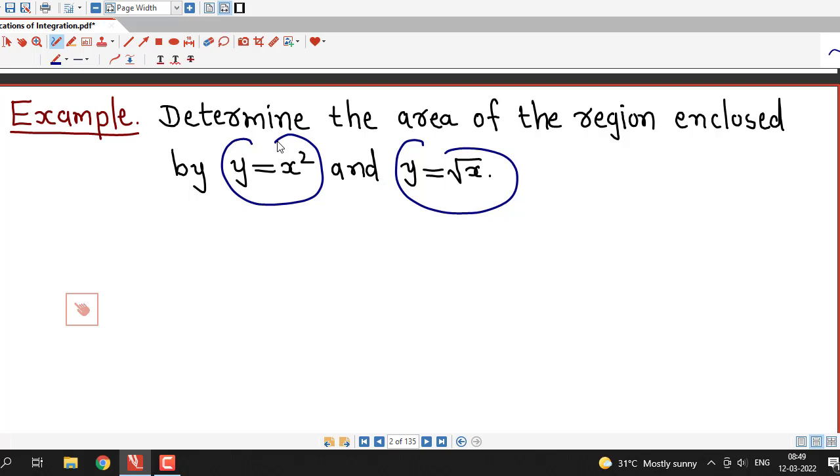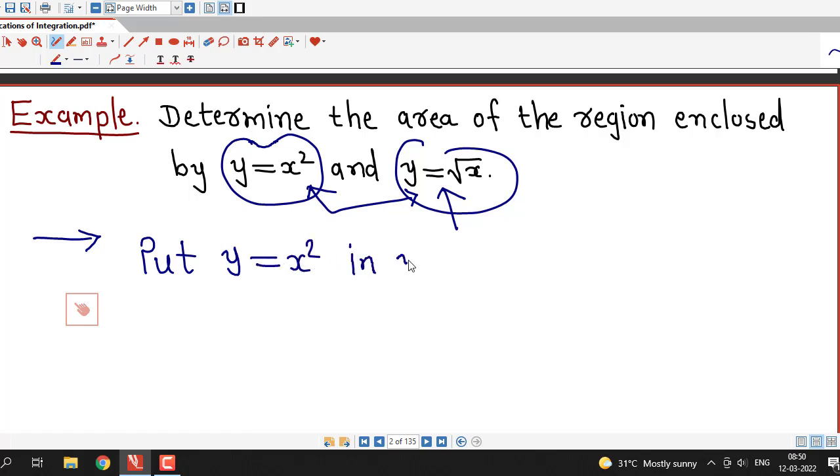Now whenever we want to find out the area enclosed by given curves, first step we will do is we will find out the intersecting points of given curves. So see, if I want to find out intersecting points of these two, I can put y equal to x square here, or I can put y equal to square root of x here. So we can find out intersecting points by taking y equal to x square in y equal to square root of x.